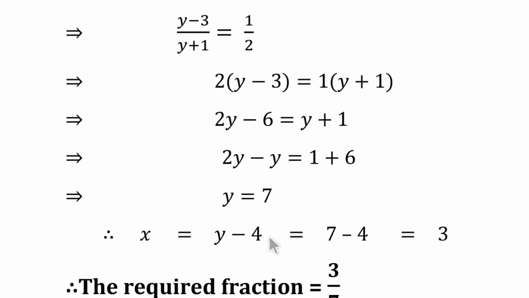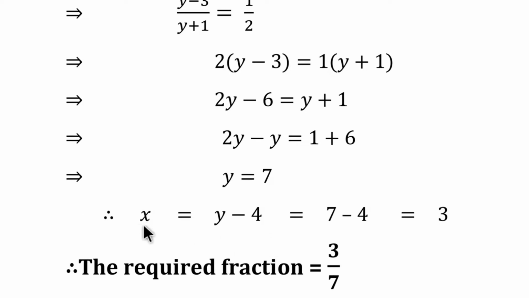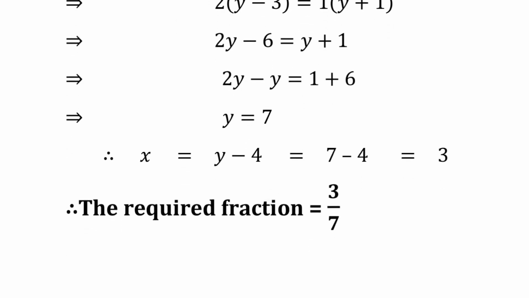And x is equal to y minus 4. This is what we have got earlier. So y is 7 minus 4 equals 3. So x is 3 and y is 7. Therefore, the required fraction x by y will be equal to 3 by 7. This is the required answer.